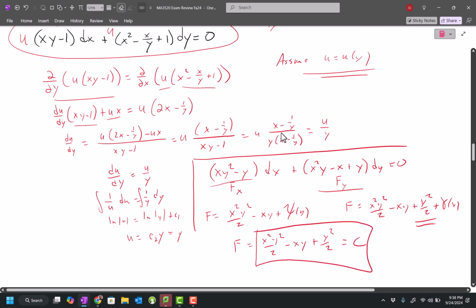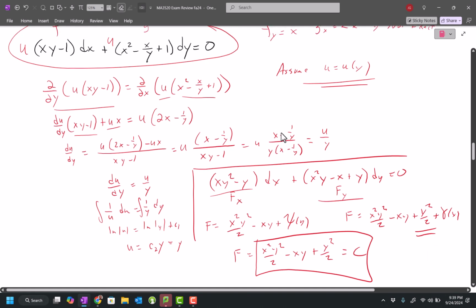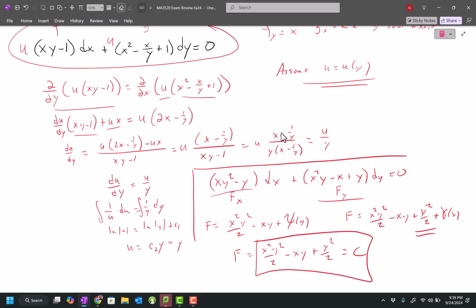So in this case, the original differential equation was not exact. We had to figure out the right integrating factor to make it exact. We did this by multiplying through by u and rerunning our test. In this case, assuming that u is just a function of y led us to a differential equation we could solve for u. All right, exact equations.